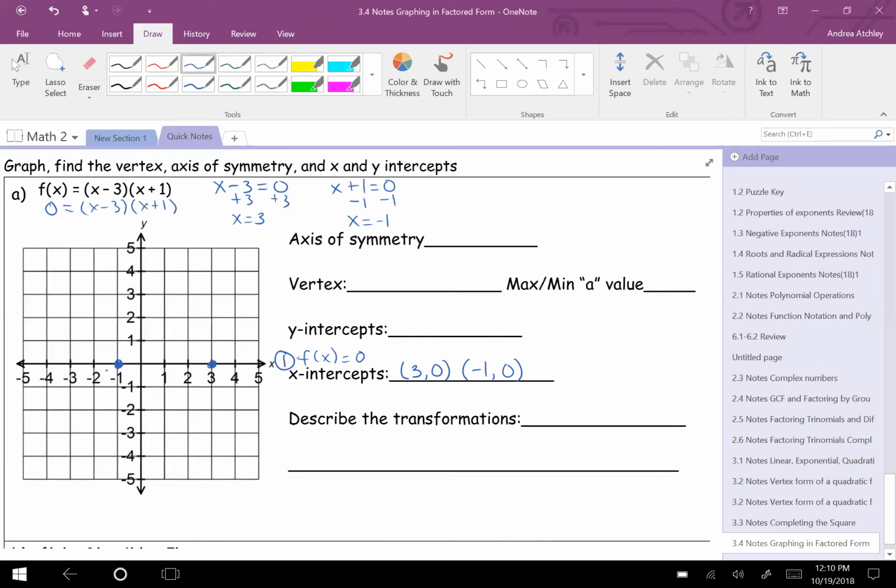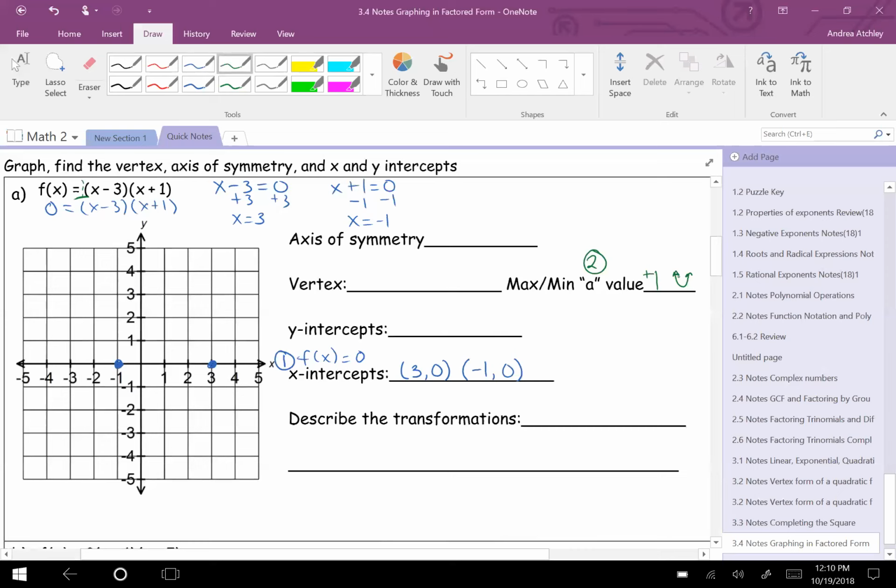Okay, next thing I'm going to do, I'm going to find that a value. The a value is the number in front of the parentheses. Is there a number in front of that parenthesis? Okay. What number would that be then? 1. So the a value is 1. It is a positive 1, so that tells me my parabola faces up. Because when a is positive, the parabola faces up. If the a value is negative, then it reflects across the x-axis and it faces down.